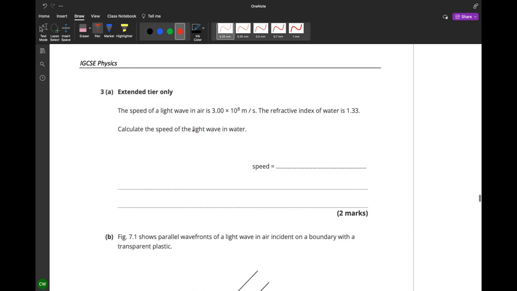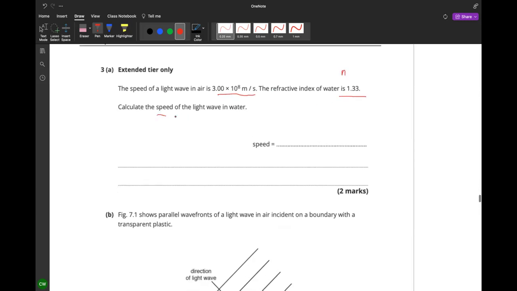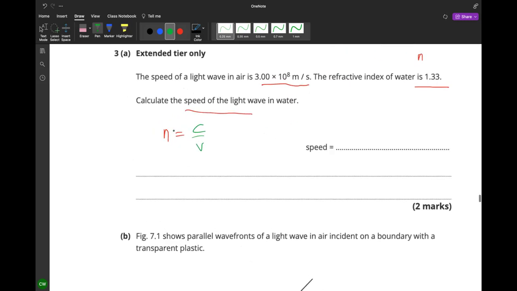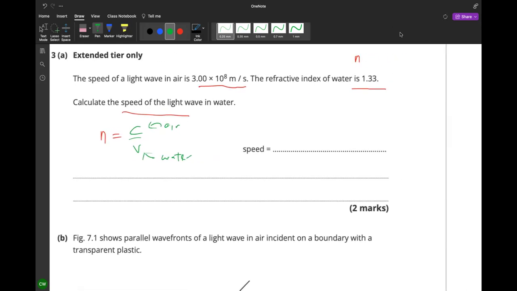Okay, next question. This one also has two speeds of light, in the air and in the water. This is the refractive index n. There's a formula for refractive index: n equals c over v. This is called refractive index. This c is the speed of the light in the air, and the other one is the speed of light in the water. One for air, one for water.